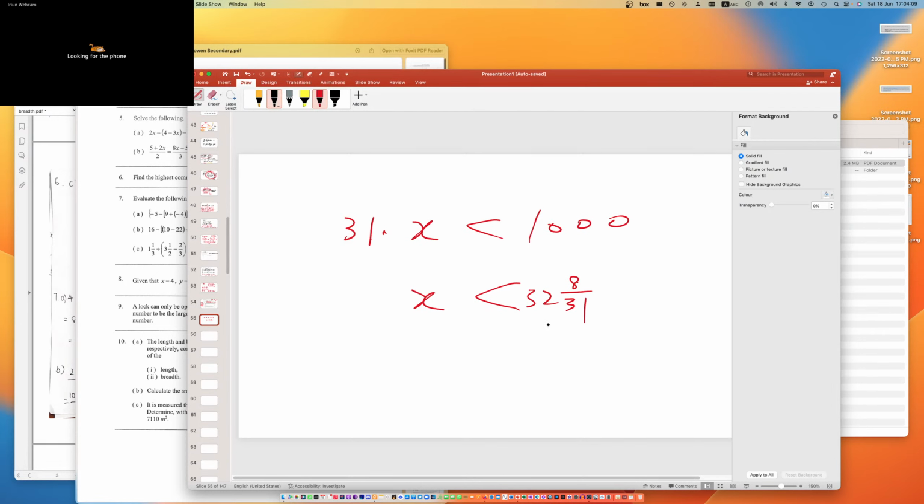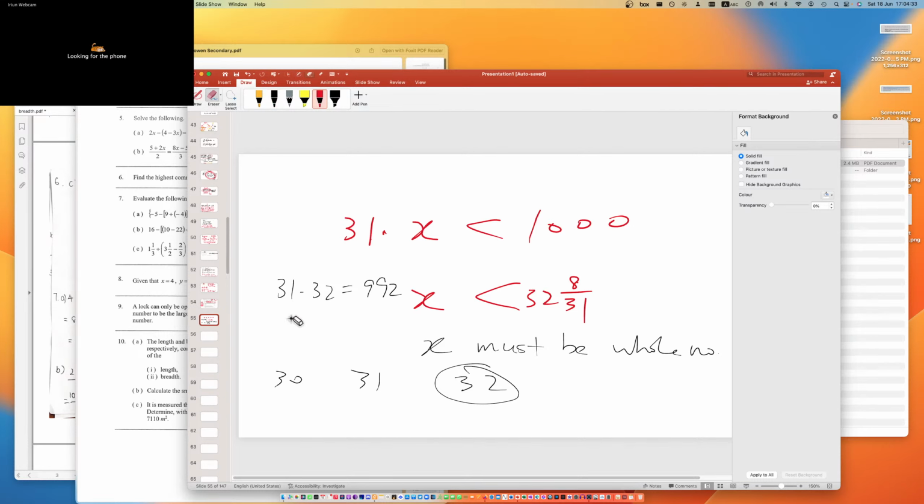So x must be smaller than this. So x must be a whole number, right? Yes. Must be a whole number. So it has to be 32, right? Yes. Or 31 also can, but 30 also can. But you want the largest, right? Yes. Good. So that means 31 times 32 is equal to 992, right?